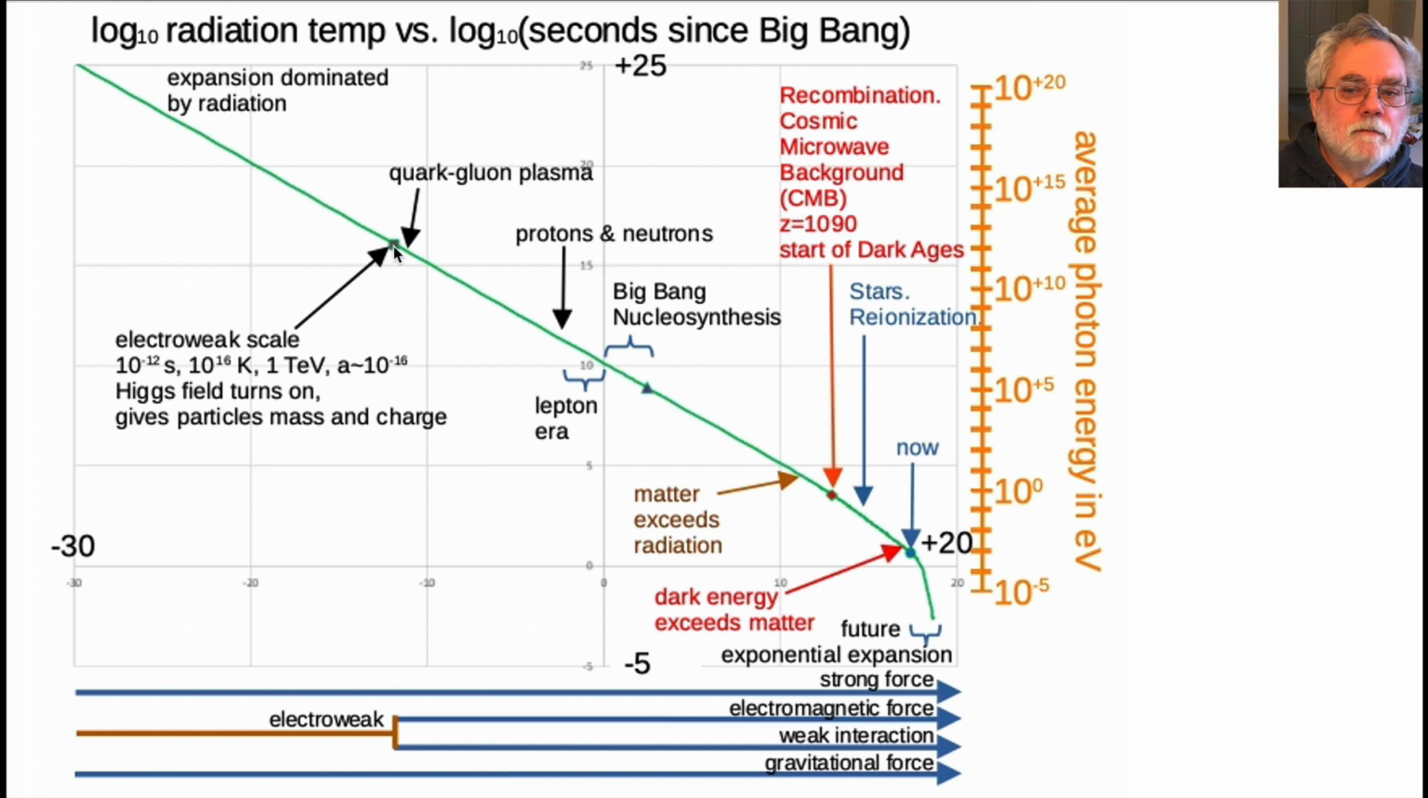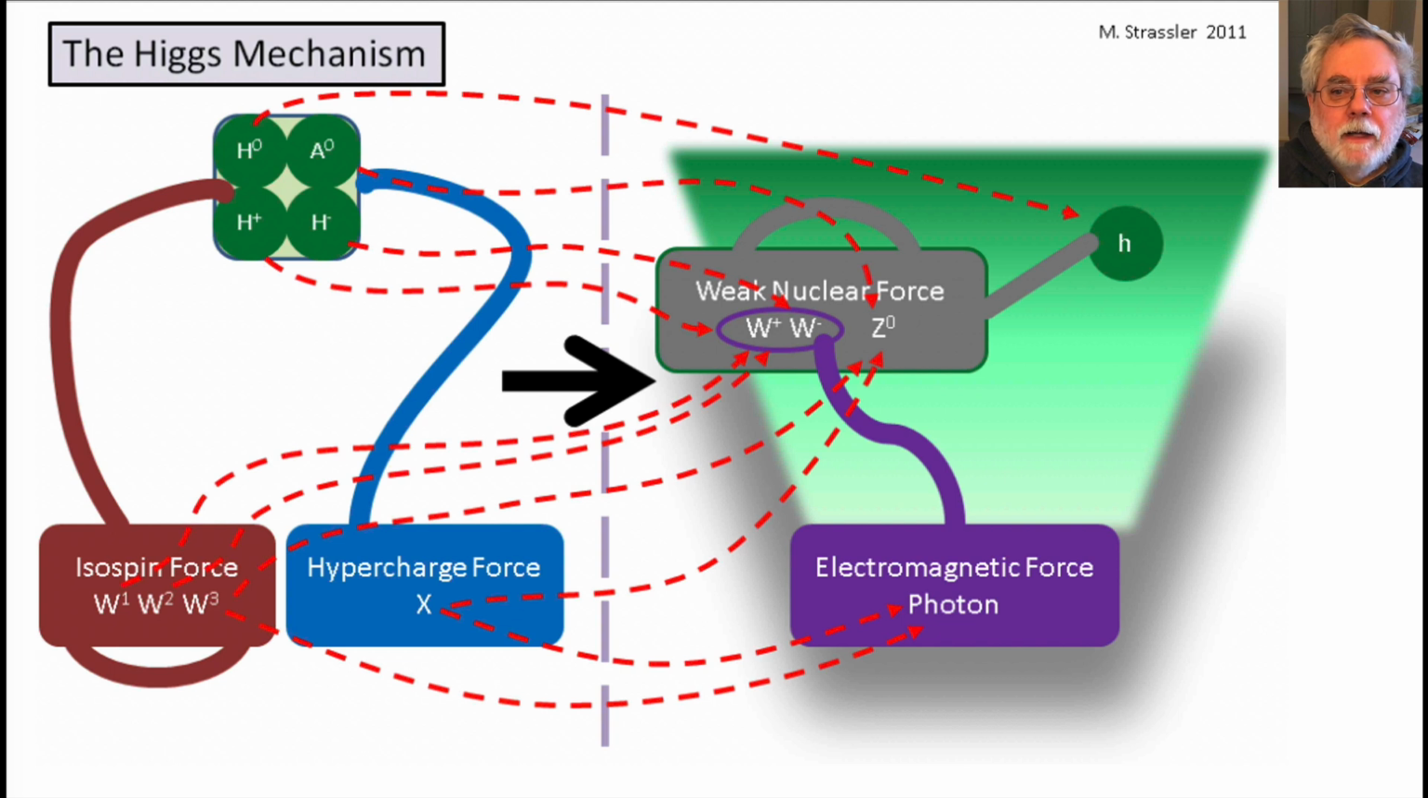At 10 to the minus 12 seconds, here, a trillionth of a second after the Big Bang, the electroweak scale, the temperature and radiation particle energy fell to about 10 to the 16 Kelvin and 3 tera-electron volts. This is within the energy range of the Large Hadron Collider, so particle physics is pretty well understood and verified as of that time. The radiation particle energy is falling below the mass of the Higgs boson.